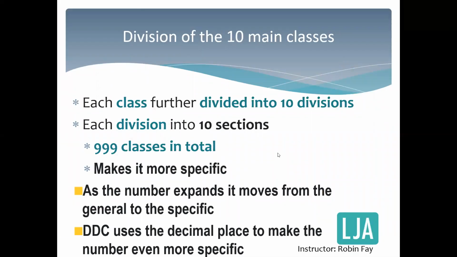So each class is further divided into 10 divisions, and each division is divided into 10 sections. So there's 999 classes in all. This is to make it more specific, and as the number expands, as you add past that decimal point, it moves from general to specific. DDC uses the decimal point just to make it even more specific. So as you go from 600 to 620 to 629, each place gets more specific, and then past the decimal, each place gets more specific.